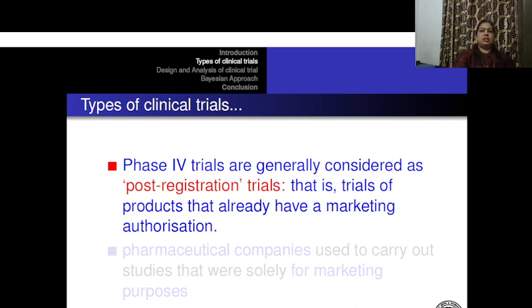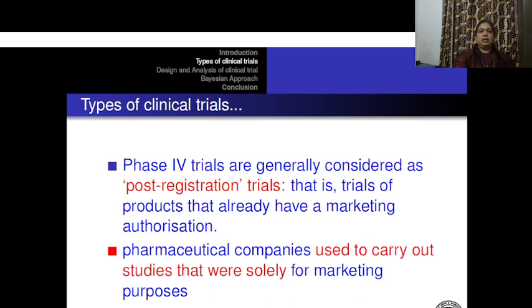Phase 4 trials are generally considered post-registration trials. After phase 3, the product can be registered, and phase 4 is a massive trial called a post-registration trial. That is, trials of products that already have marketing authorization. Phase 4 trials are carried out for the products that have marketing or FDA approval for marketing. Pharmaceutical companies used to carry out studies that were solely for marketing purposes.